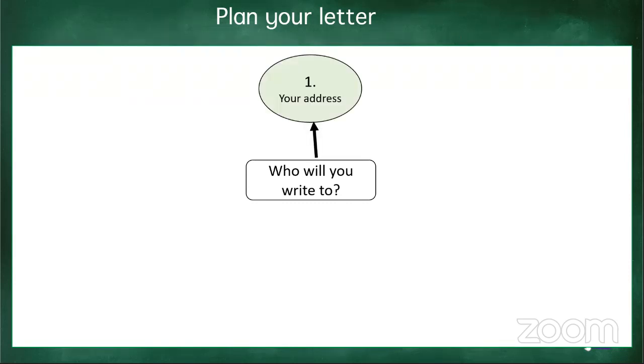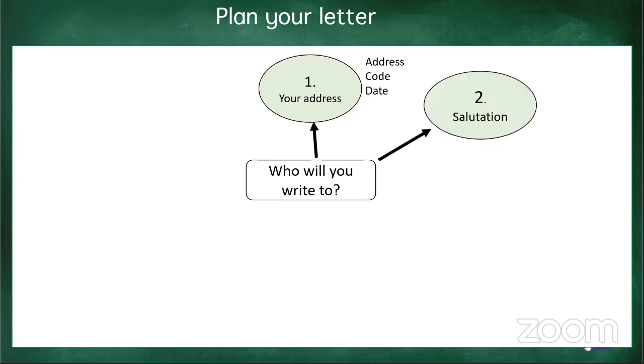Right, now the first thing you're going to put is your address. So don't write your address now, but just think about your address. What will your address be? And do you know your postal code? If you don't know your postal code for today, just make one up, 4 letters. Okay. And of course the date. You'll always have the date. Right, you know who you're going to write to? Okay, let's go to the next part.